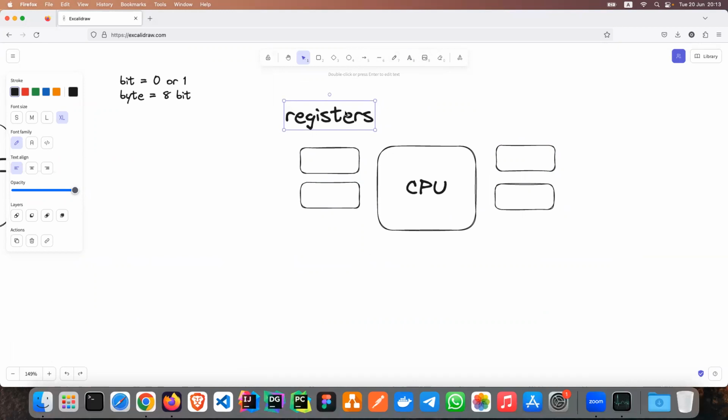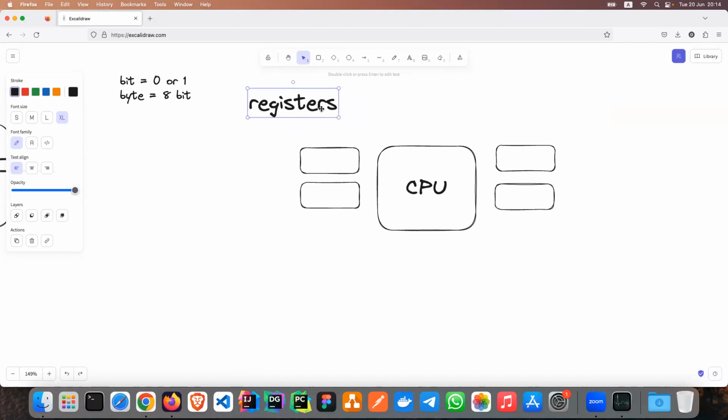Let's say I want to add two numbers. I will store the two numbers in two of them, and whenever I add them, I will store the result in another one. And if I want to store it back in the RAM, I will call some instruction that sends it to the RAM. Okay, these are called registers.